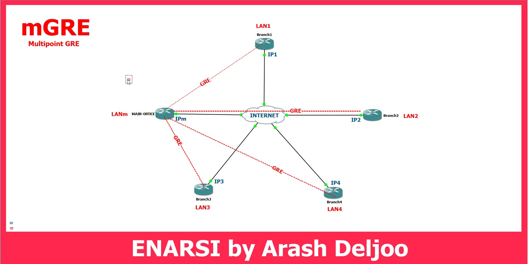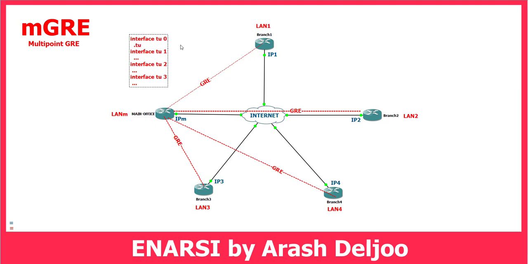On the main office, we should configure, for example, interface tunnel 0 with many configurations. After that, interface tunnel 1 again with many configurations, and then interface tunnel 2 again with many configurations, and so on. Look at here, tunnel 2, and then for example interface tunnel 3, and so on. What does it mean? If we have 100 branches, we will have 100 interface tunnels. In each interface tunnel, you should configure many things.